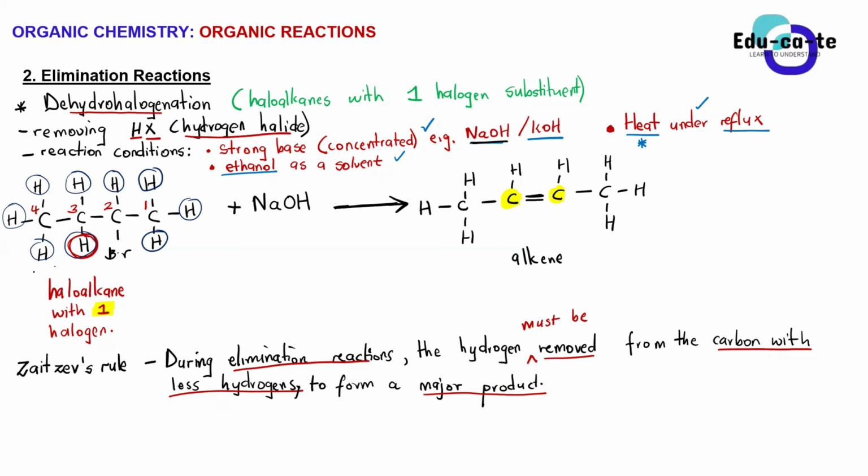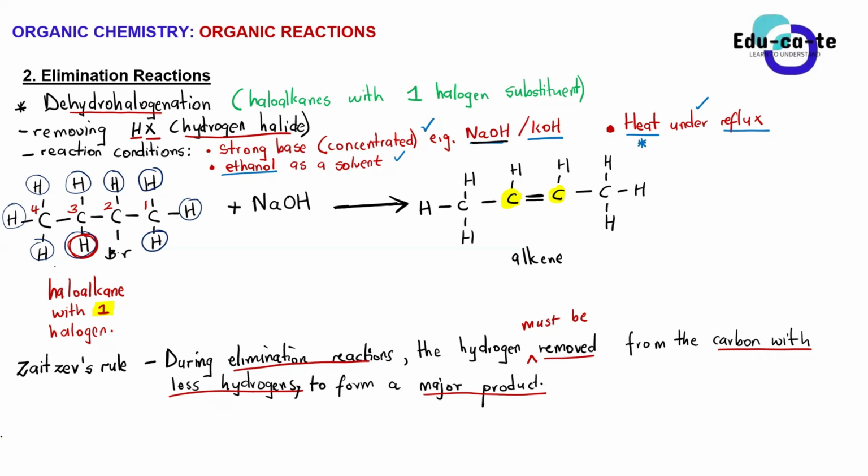And you guys remember we said that the major product is the product that you find more in your reaction. So you would have a major product and you also have a minor product. But the major product is the product that you find more in your reaction. That's why you say it's a major product. You will find more of it in your products, basically.